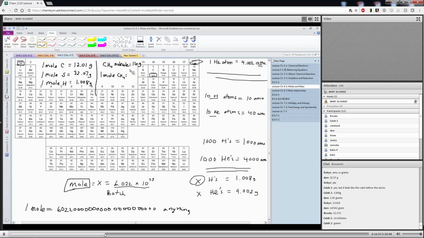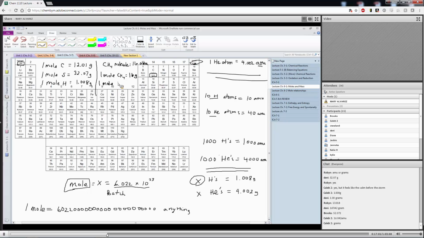Or sorry, excuse me. 1 molecule would weigh 16 atomic mass units. A mole would weigh 16 grams. Perfect. Do you guys follow this? What about 1 mole? Let's do one more.